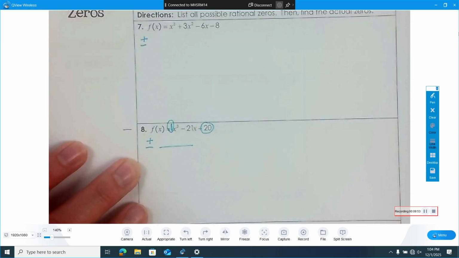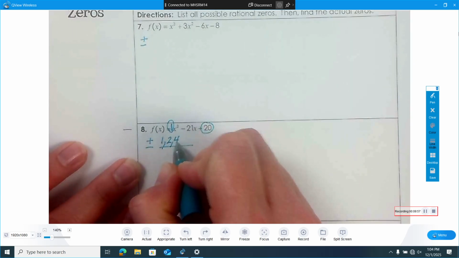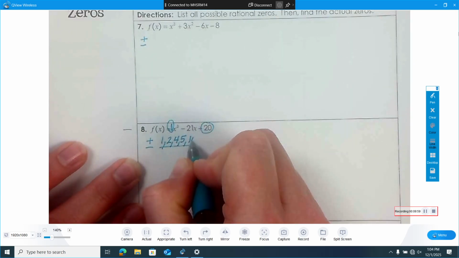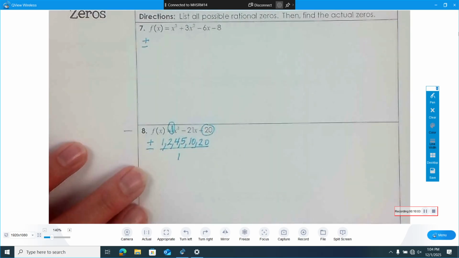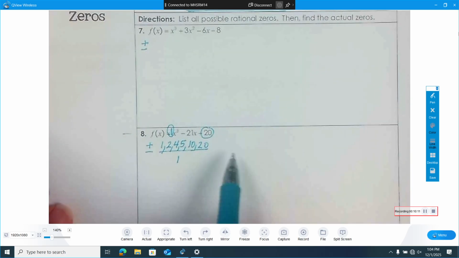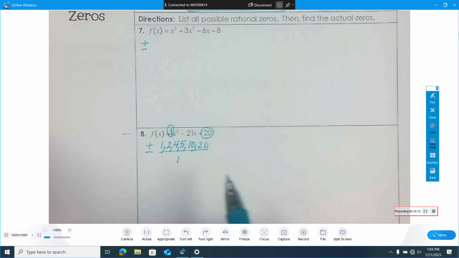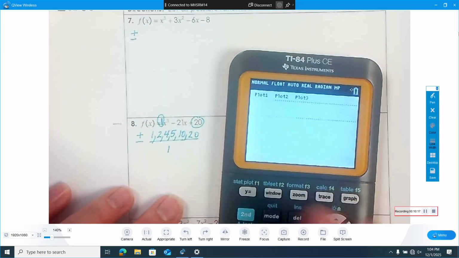What are all my factors of 20? 1, 2, 4, 5, 10, and 20. Good. All right. And then our coefficient of 1. So that's it. Those are our factors, 1 over 1, 2 over 1, which is really just 1, 2, 4, 5, 10, and 20, plus or minus. So these are all the possible zeros. Okay, we listed them. We did our job. Now you know the rational root theorem.